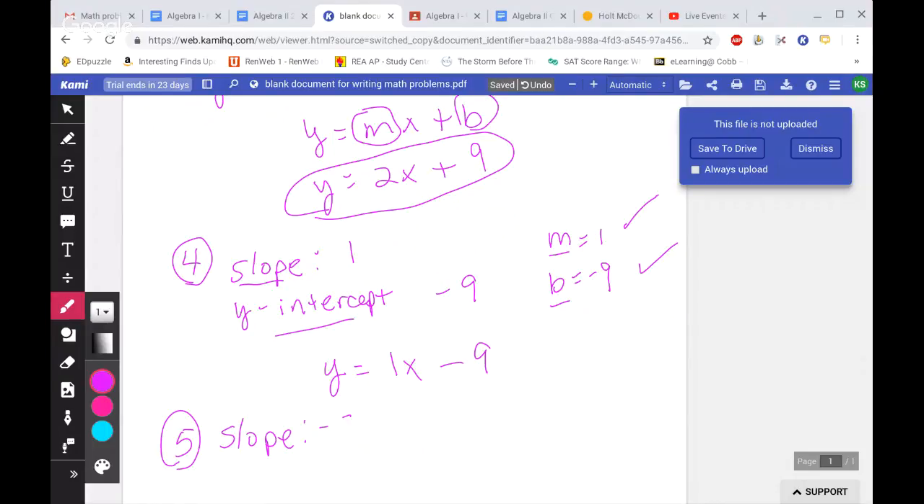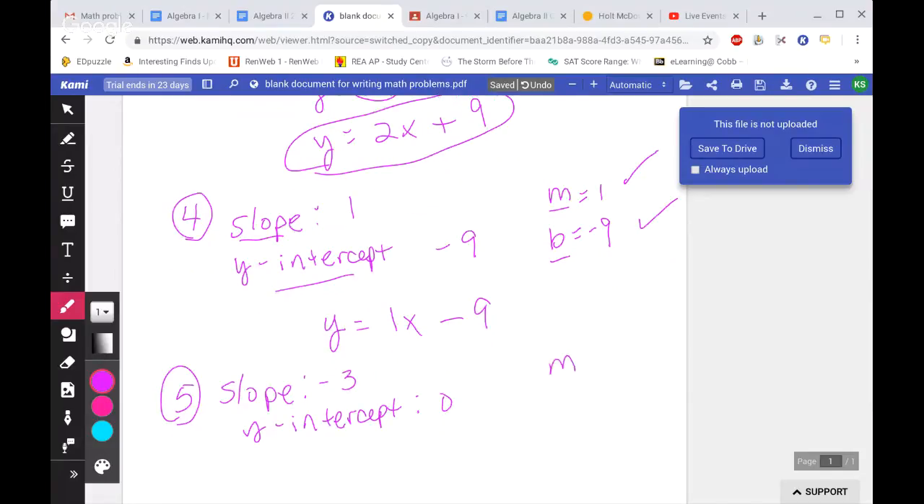So number 5, the slope is -3. The y-intercept is 0. So slope is -3, b is 0. That one would look like y equals -3x with nothing else written, because I could write the +0, but it's not important to write it.